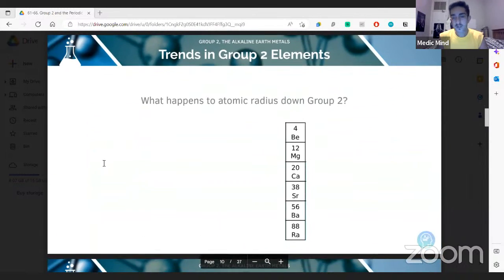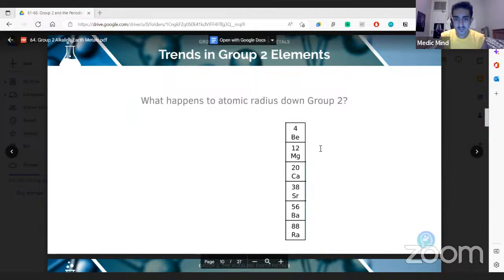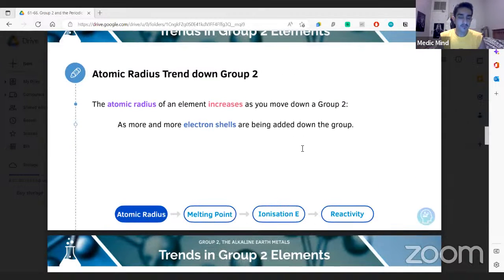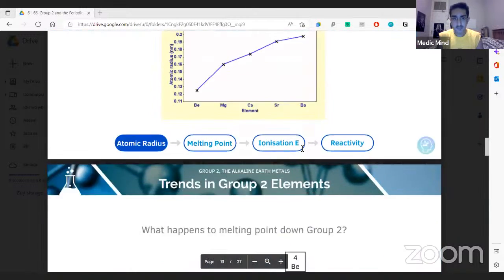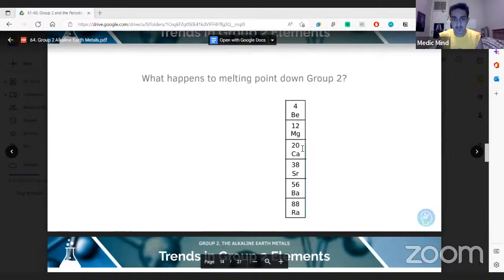Group 2 trends. So what happens to atomic radius down group 2? We should know this already. People put it in the chat. Yeah, everyone's getting it. It's going to increase. Because remember, more and more electron shells are being added, which means that the atomic radius is going to go up. Kind of makes sense. And this is kind of what the graph looks like.